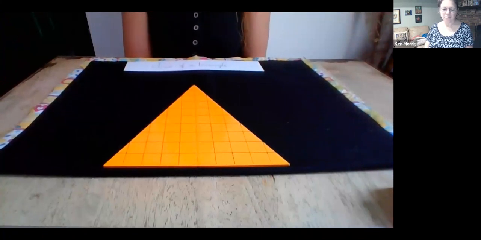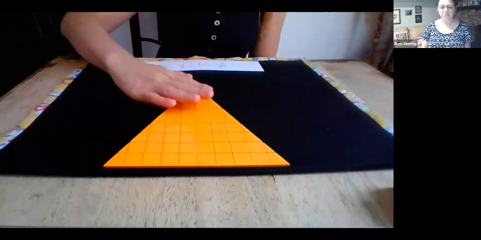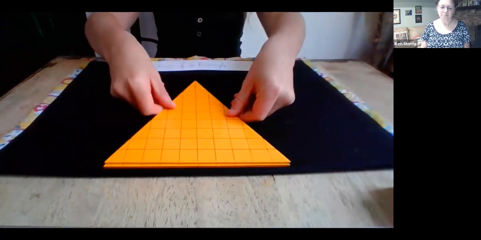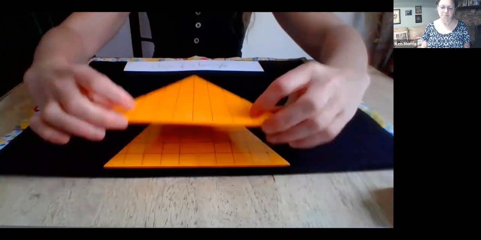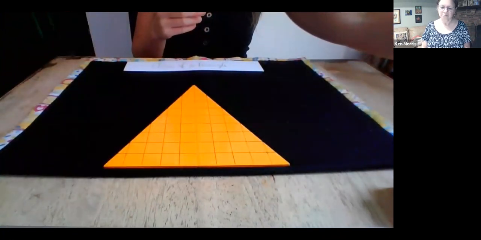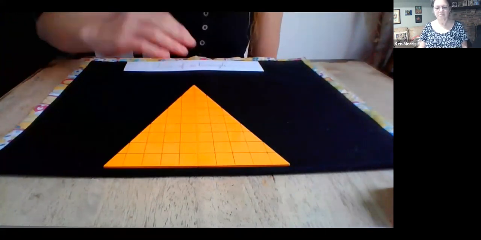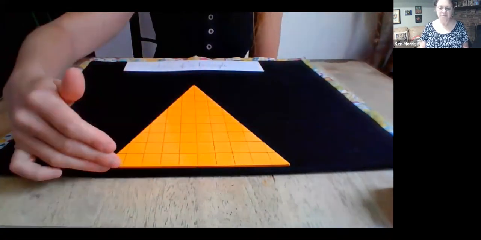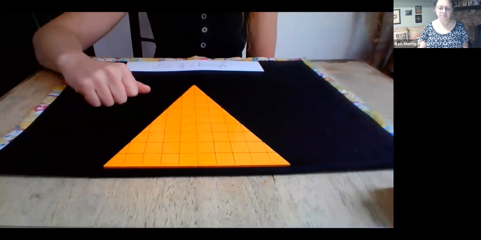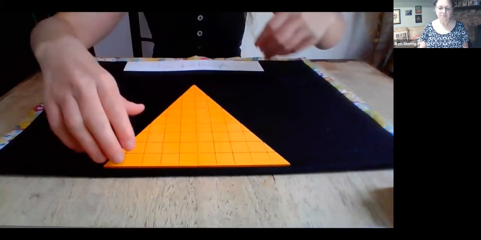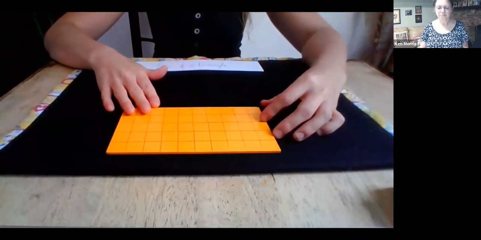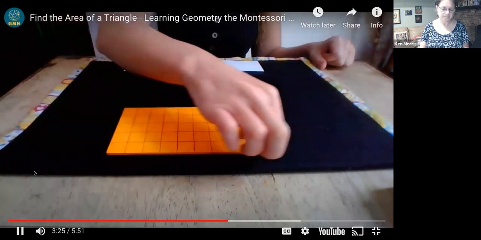But guess what, everyone? There's another way that I can find the area of my triangle. So once again, I have my acute angle triangle, and it's equivalent to this acute angle triangle. Okay? So another way that I can find the area of my triangle is by multiplying the base by half of the height. So I'm going to cut my triangle in half, and I'm going to rearrange it like a rectangle. So now I have my base, which is 10 squares.